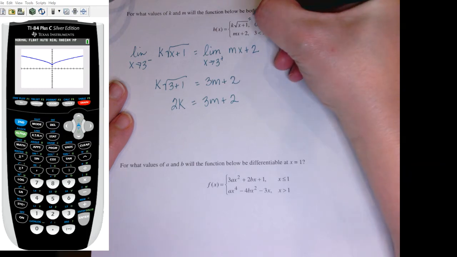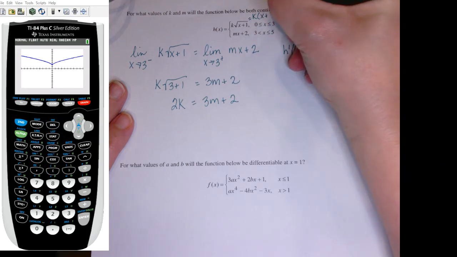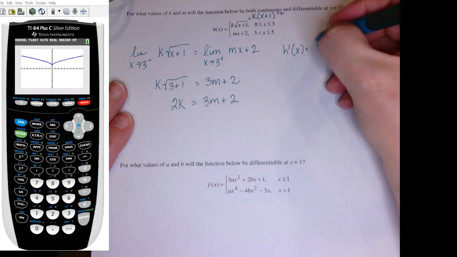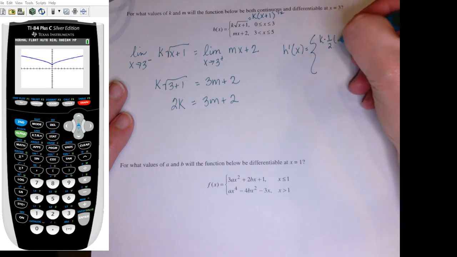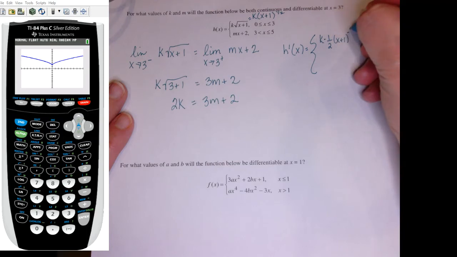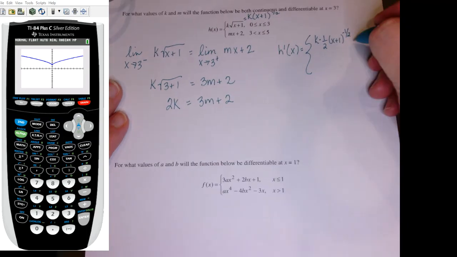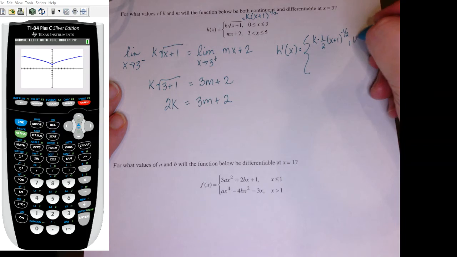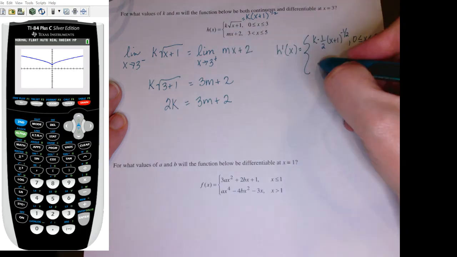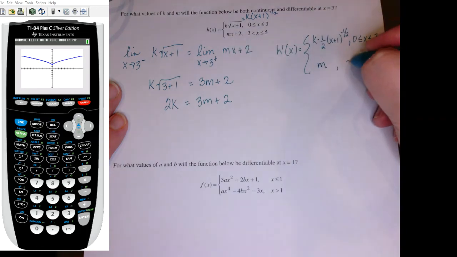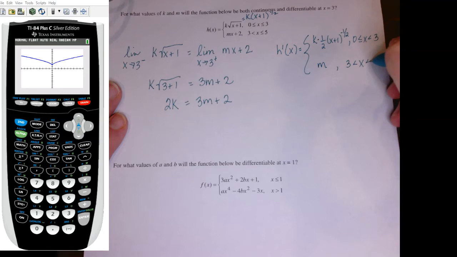Remember how we were going to write that in the last piece? So my derivative would be k times 1/2 times (x plus 1) to the negative 1/2 for the first piece. And then my derivative for the second piece is just going to be m. It's the coefficient of x.